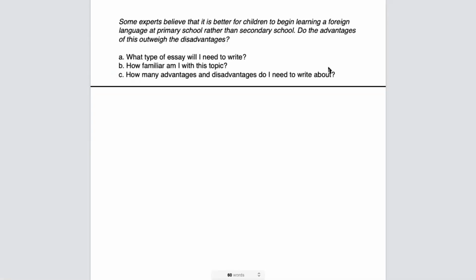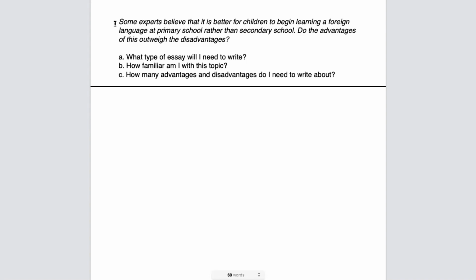Okay, so here we are with our question. Now, first, we're just going to read and understand. I'm going to read through it once, and then I'm going to underline key words. With practice, you can combine these 2 steps. So you can read and underline keywords at the same time. Afterwards, we're going to think about these 3 questions, A, B, and C. Let's see if you can figure out which type of question this is.